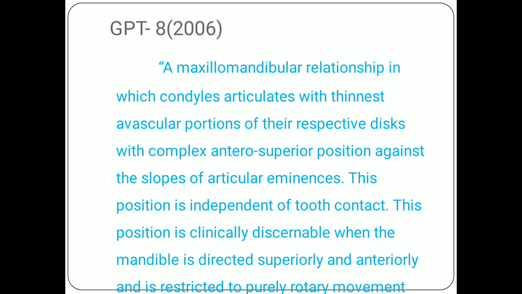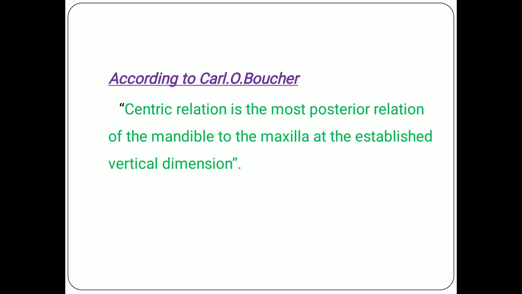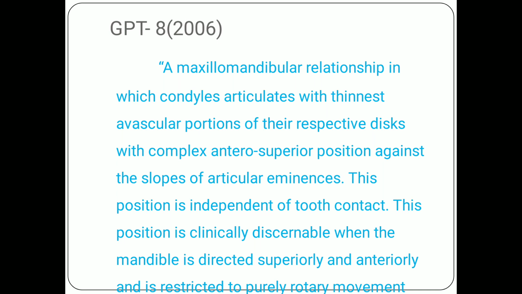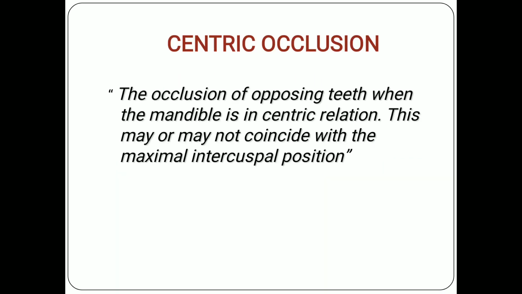We have to remember here, this is a maxillomandibular relationship in which condyles articulate with the thinnest avascular portions of the respective discs with the complex anterior superior position against the slopes of articular eminence. Or in simple terms, it is the most posterior relationship of the mandible to the maxilla at the established vertical dimension. It is according to Boucher, but the standard definition is the GPT-8 definition, right?